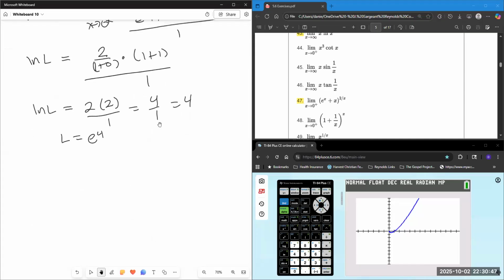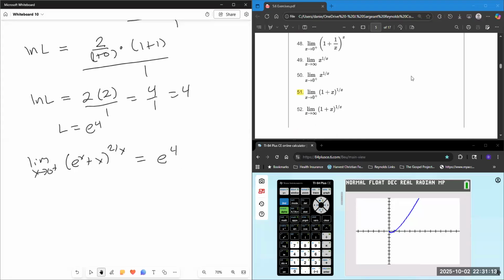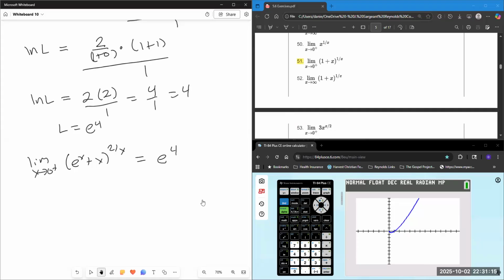So if I go back to the original, what was L? It was the limit as x goes to 0 from the right of e to the x plus x, to the 2 over x, which is equal to e to the fourth. Okay, I can't prove that to you with the calculator, but that's the correct answer.